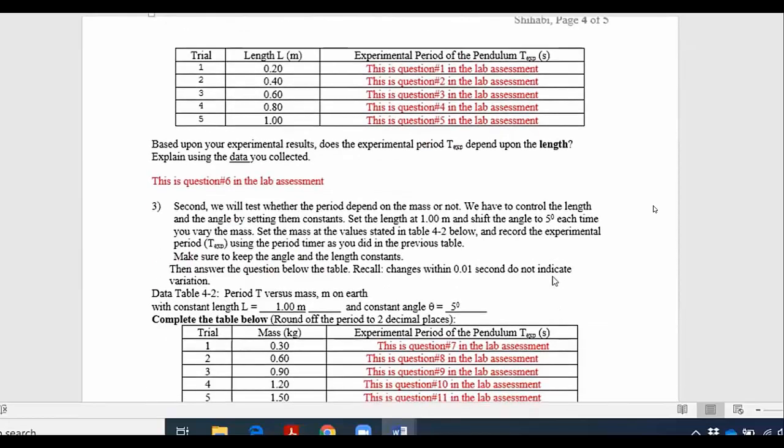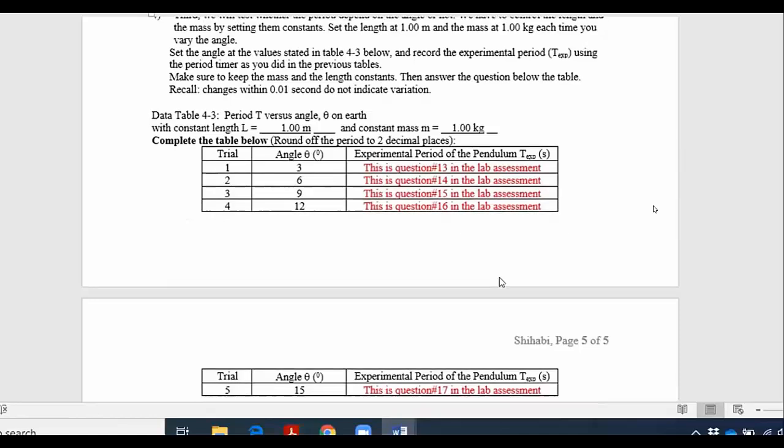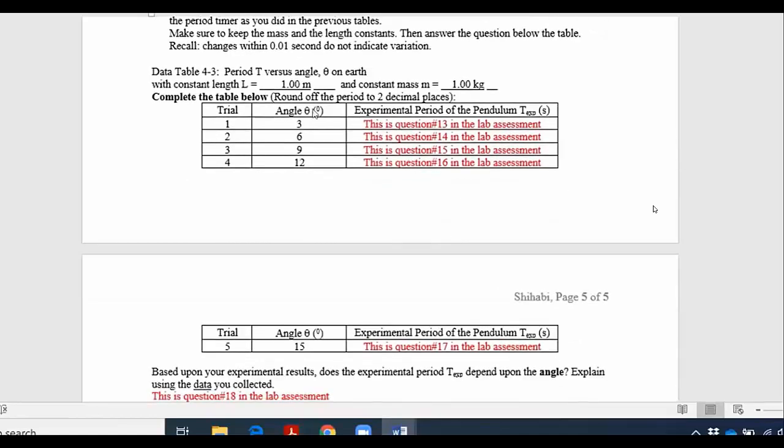And you'll do the same thing with the other variables. For the mass, when you test the mass against the period, you have to keep the length and the angle constant. And finally, when you test the angle versus the period, you have to keep the length and the mass constant. So we always control the other variables by setting them constant.